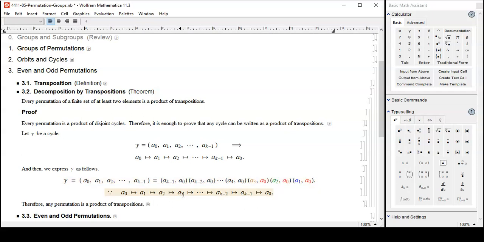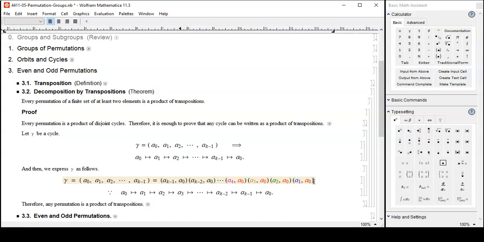So A2 goes to A3. Now, if I start from A3, what happens? A3 does not appear here, so no choice. A3 goes to A0, and then A0 goes to A4. And then A4 does not appear here anymore, so A3 goes to A4.